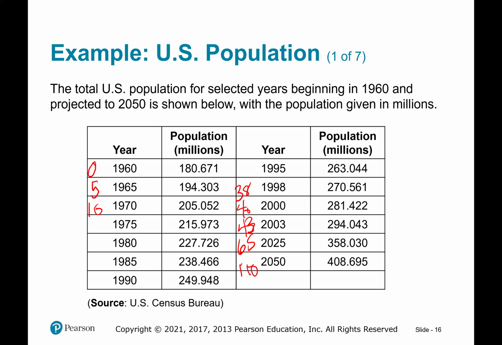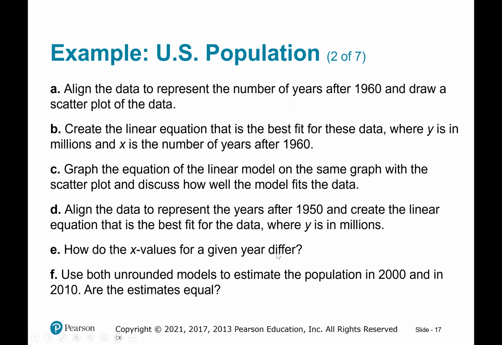I'll put this up here in just a second so you can put it in. Then we're going to create a linear equation that's the best fit. So we have to graph the scatter plot first, get the scatter plot, and then find the equation of best fit. And then we're going to graph the scatter plot and our model on the same graph, just as we did before. And then we're going to change the alignment. And I'm going to show you how to do that. What if we change the alignment of our year from starting at 1960 to starting at 1950? You do not need to re-input your data. You can let your calculator recalculate the alignment. I'll show you how to do that.